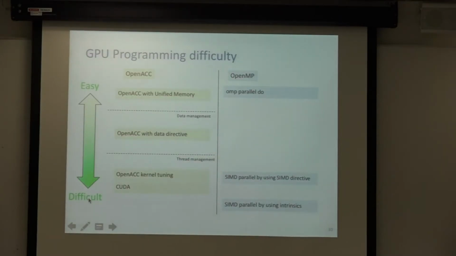So I think GPU programming difficulty is like this. OpenACC with unified memory is at the same level as OpenMP parallel. And OpenACC with data management is more difficult than OpenMP. I think the kernel tuning of OpenACC is the same level as SIMD parallel of OpenMP.